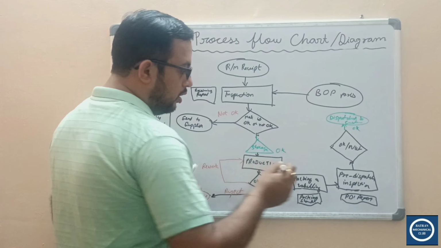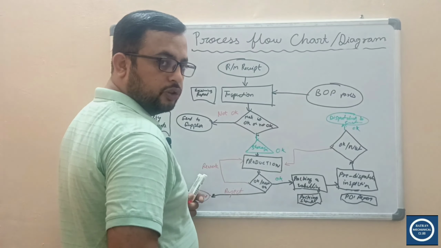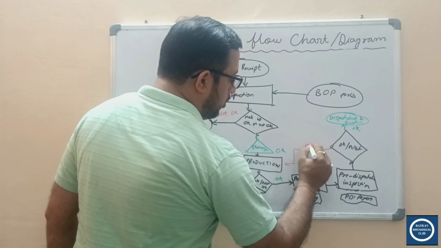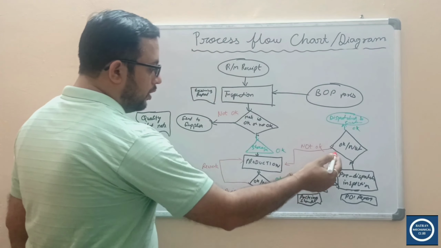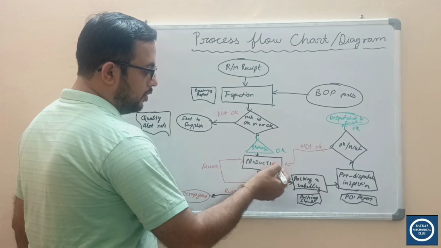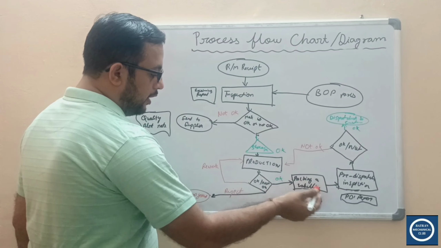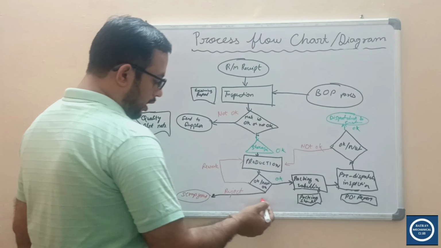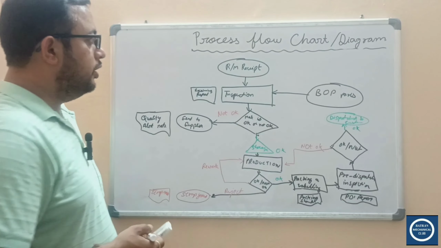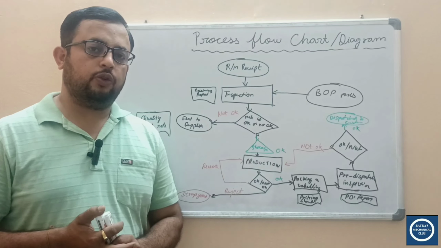Or if some problem is found in pre-dispatch inspection, that material is sent again to your production department for a disposal decision on the not okay product, whether the material can be reworked or not. They will check again, rectify the material, and it can be sent as okay material or rejected to the scrap yard. So this is your total process flow diagram or process flow chart.